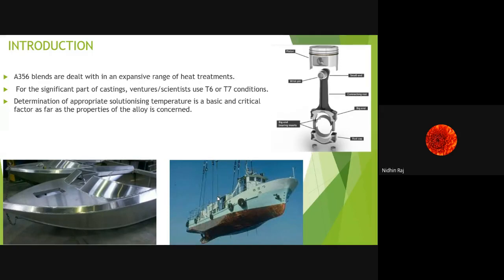Now, the T6 or T7 conditions are a particular kind of heat treatment applied to the base A356 alloys. These conditions, T6 or T7, are usually applied to A356 alloys for getting better performance, as well as better property values. Determining an appropriate solutionizing temperature becomes a basic as well as a critical factor as far as the properties of this A356 alloy are concerned.